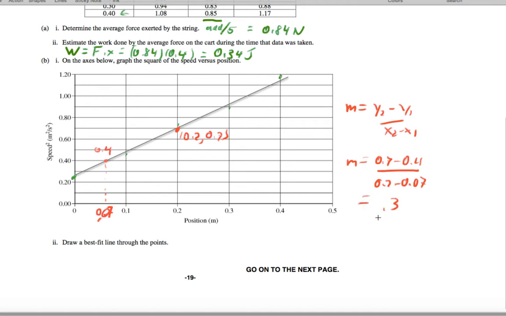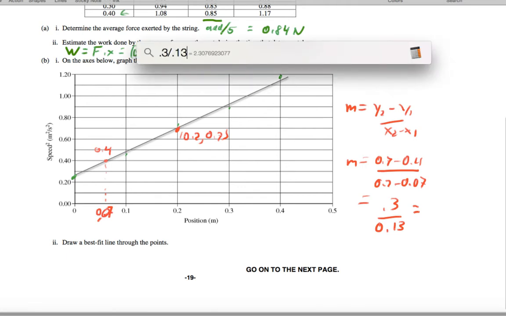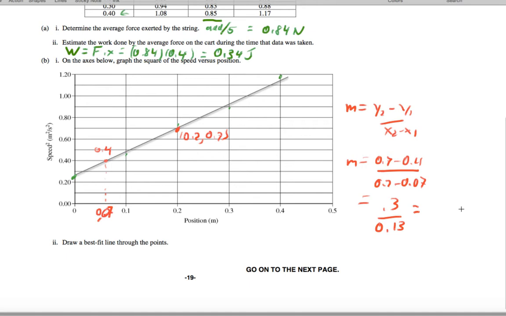So I'm getting 0.3 divided by 0.13, and so I'm going to get a slope of 2.3. And since that is twice the acceleration, I'm getting an acceleration of about 1.15 meters per second squared. According to the AP, the range they accepted was 0.83 all the way to 1.3. So just so you know.